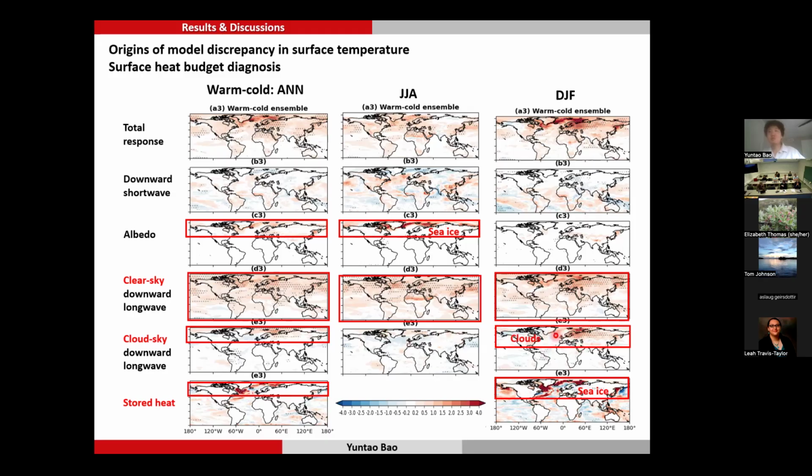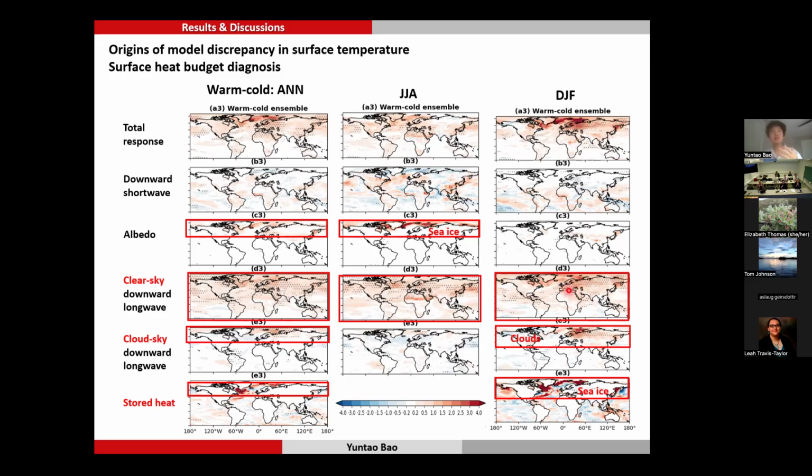Another one is still coming from the clouds, because in DJF, warm models simulate more clouds, which will produce more downward radiation that warms the surface. The clear-sky downward radiation, I did further diagnosis, is mostly coming from the moisture and latent heat. The warm models are much moister than the dry models.